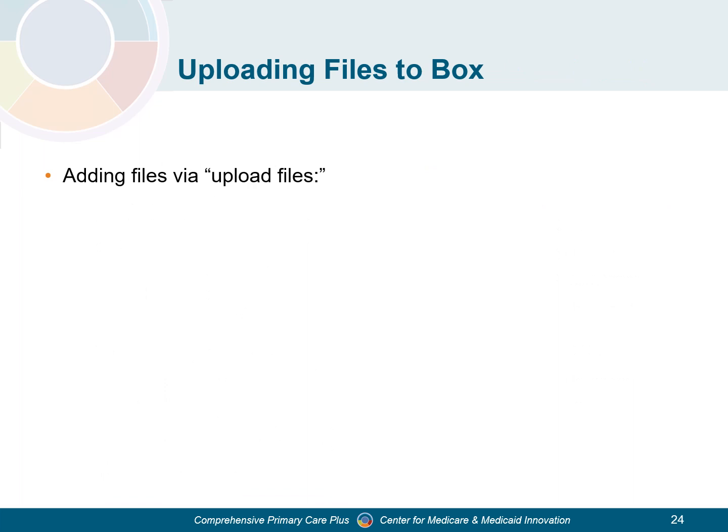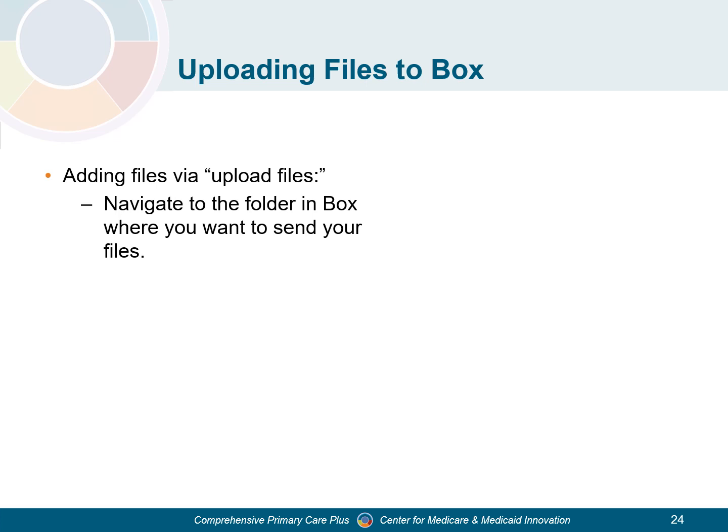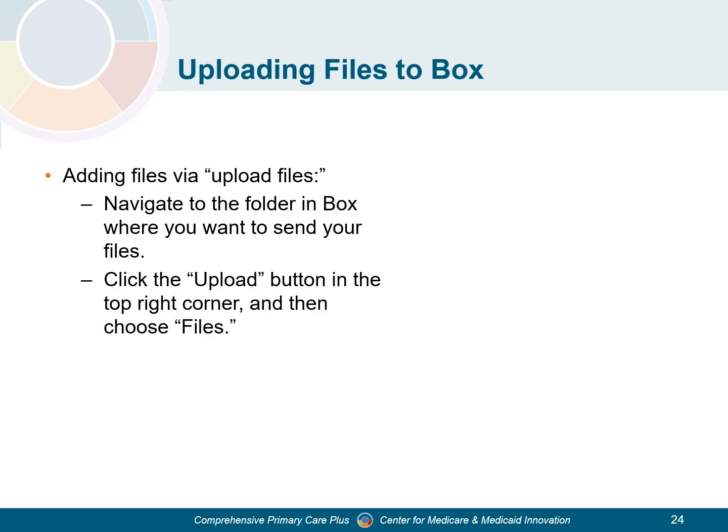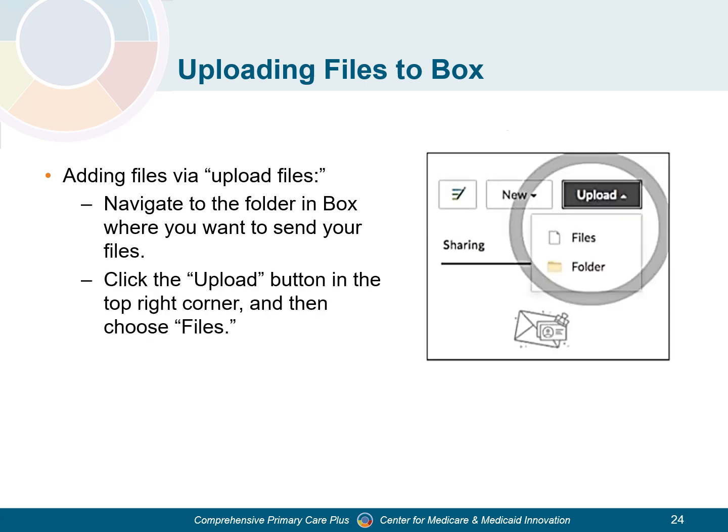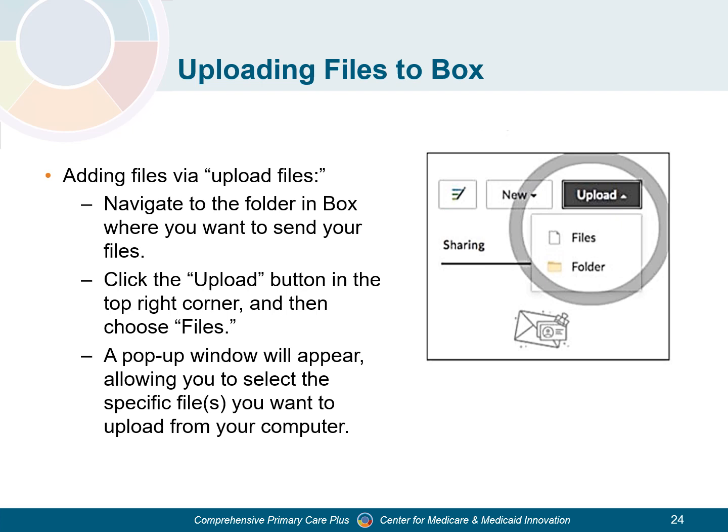When it's time to upload files to Box, you'll need to go to your folder, click the Upload button in the top right corner, and then choose Files. A pop-up window will appear, and from that you can select the file or files you want to upload from your computer. Once you've selected the file, click the Open button.